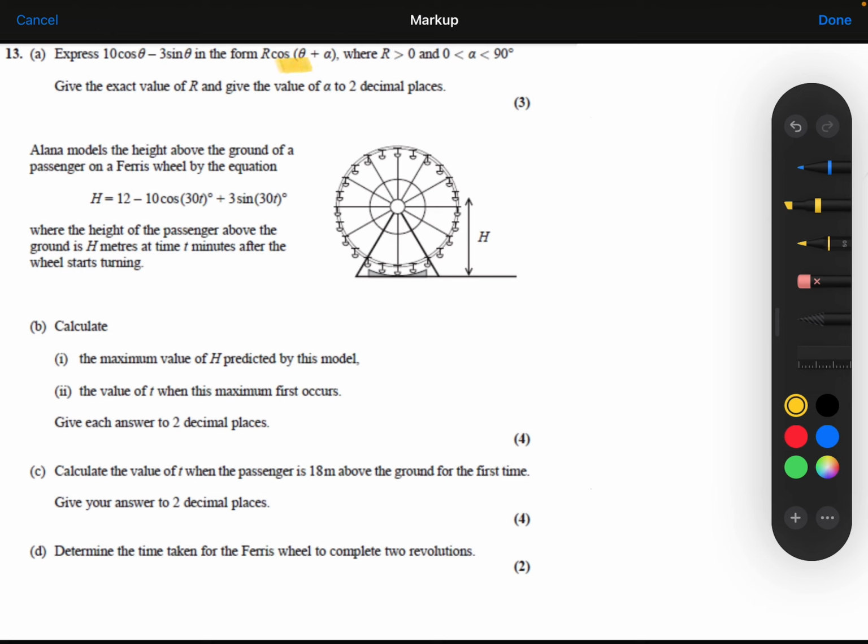So first let me expand the cos(theta plus alpha), and then I'll times that by r afterwards. Expanding the cos(theta plus alpha) from the formula booklet, I'll get cos theta cos alpha minus sine theta sine alpha. Timesing that through by r gives me this. I'm now going to compare that to the original equation that I was given.